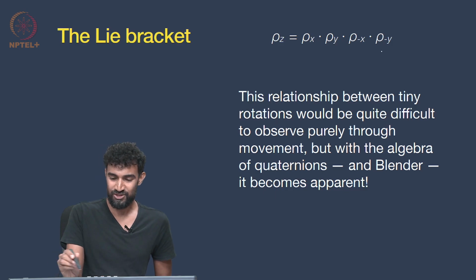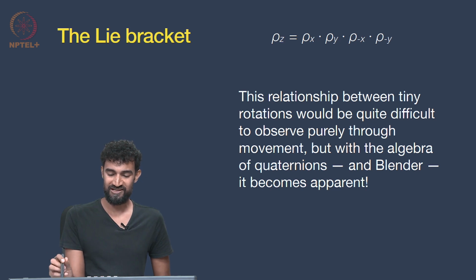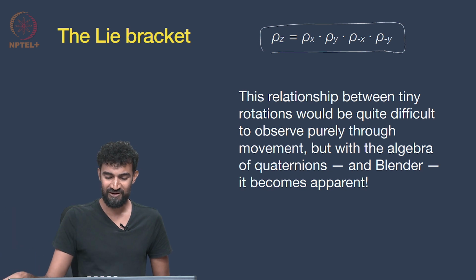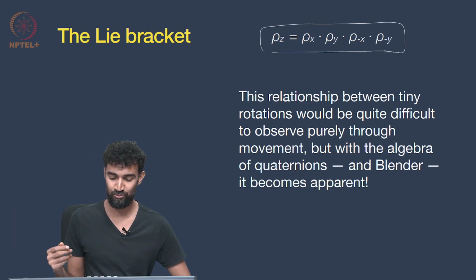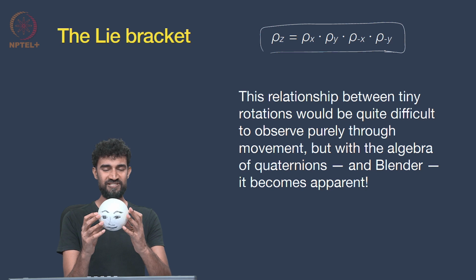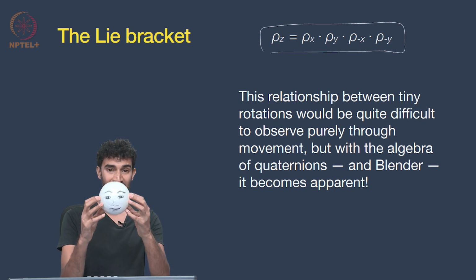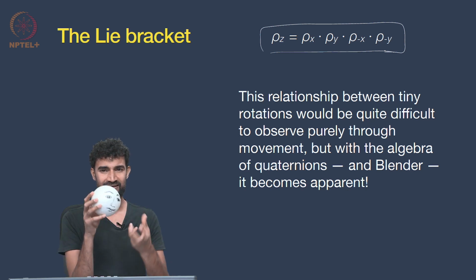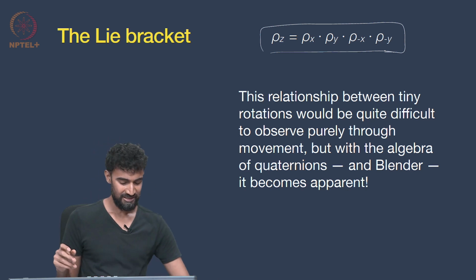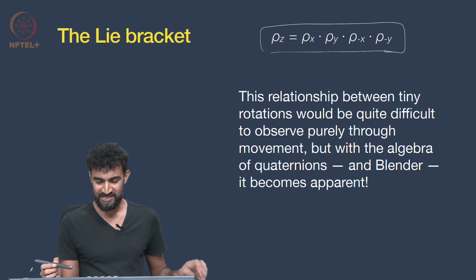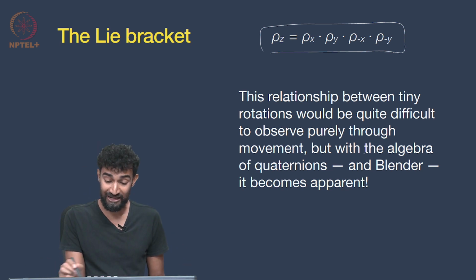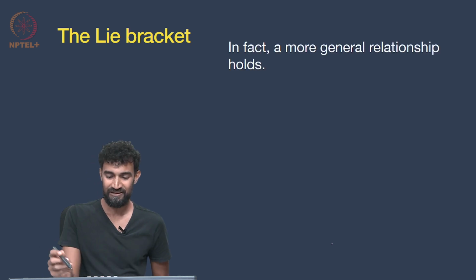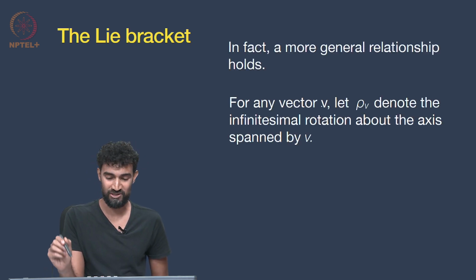All right, so this relation between tiny rotations that we just witnessed, it'd be very difficult to observe purely through movement, because a 15-degree or an even smaller degree rotation with Bala is hard to perform consistently and see that this z actually pops out. So that's a little hard to see with movement, but with the algebra of quaternions and with Blender, it becomes very apparent. So that's quite cool. In fact, a more general relationship also holds.